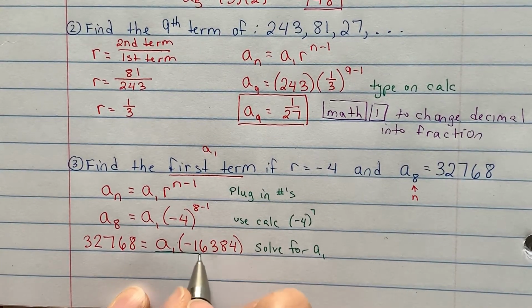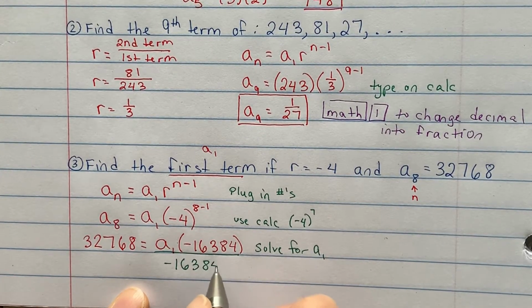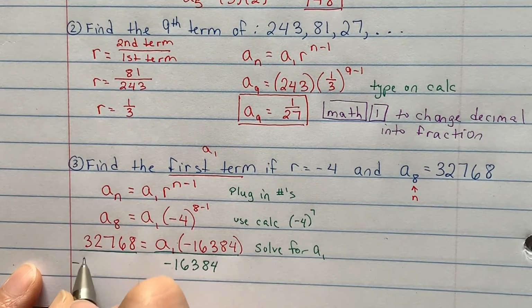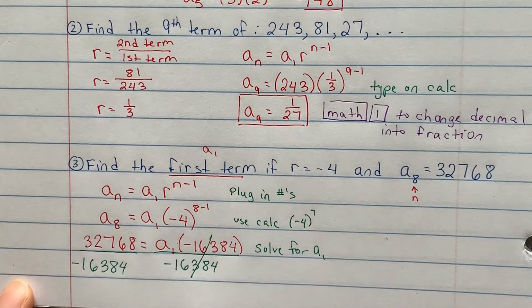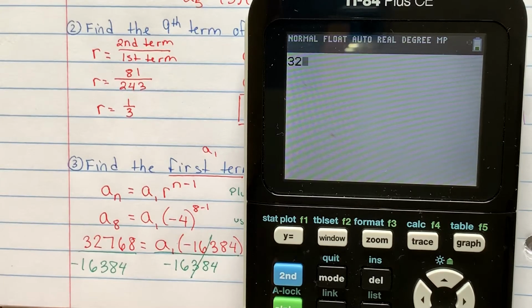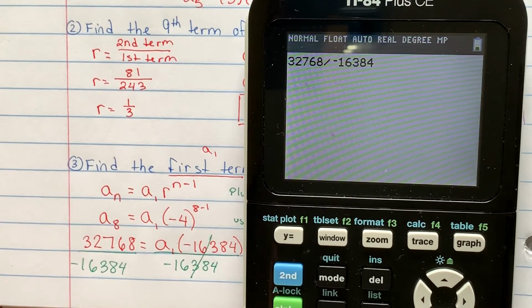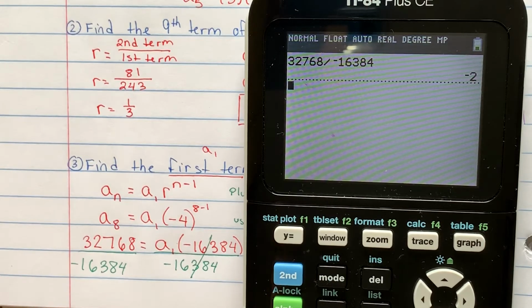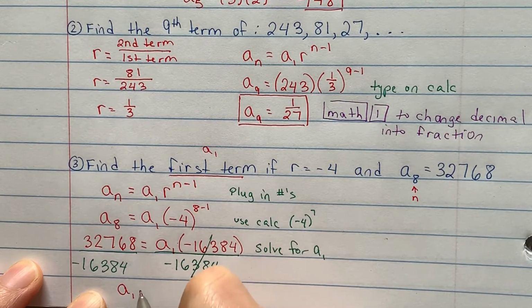So if you guessed that I'm going to divide both sides by -16,384, then you guessed right. I definitely don't know what that divides out to be, so I will definitely need my calculator for this. 32,768 divided by -16,384. So grab your calculators and see if you get the same output. -2. Wait a second. I just figured out a sub 1 is -2.